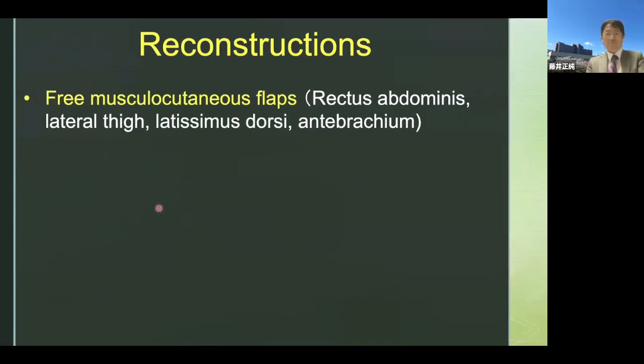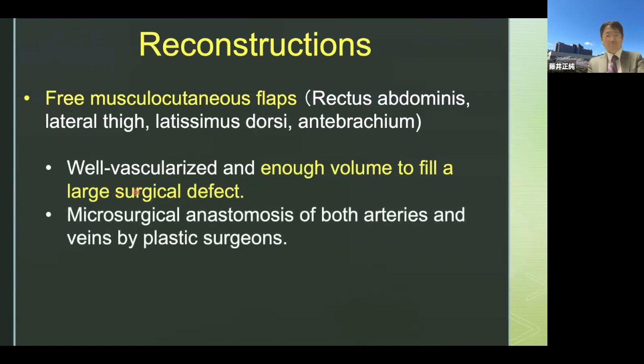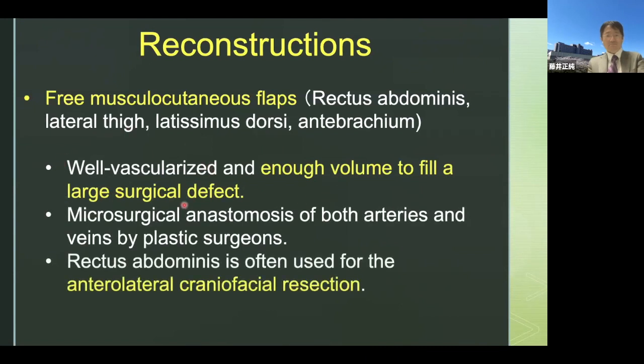And the next member of reconstruction material is free musculocutaneous flaps. Rectus abdominis, lateral thigh, latissimus dorsi, and antebrachium are frequently used as free musculocutaneous flaps. These are very well vascularized and have enough volume to fill a large surgical defect. And of course, microsurgical anastomosis of both arteries and veins is necessary by plastic surgeons.